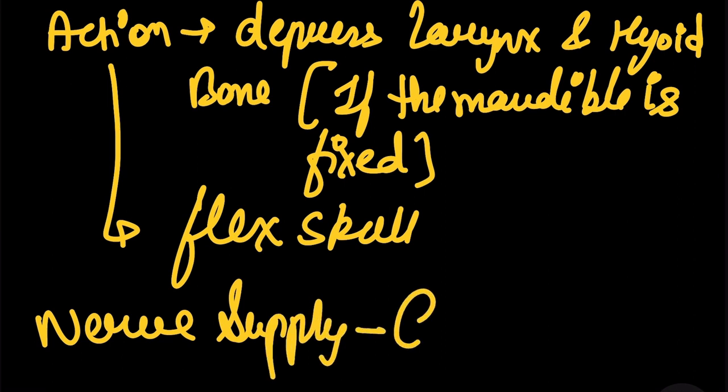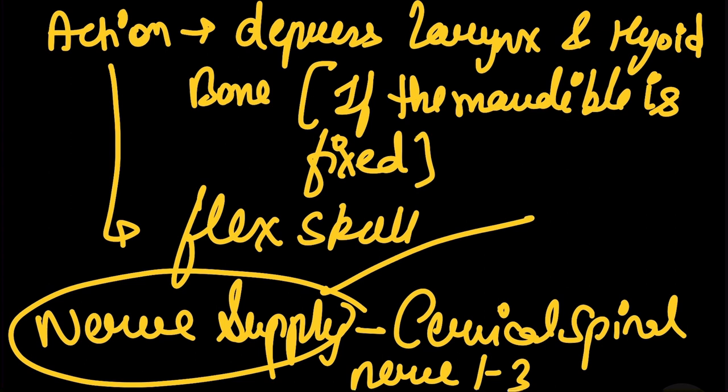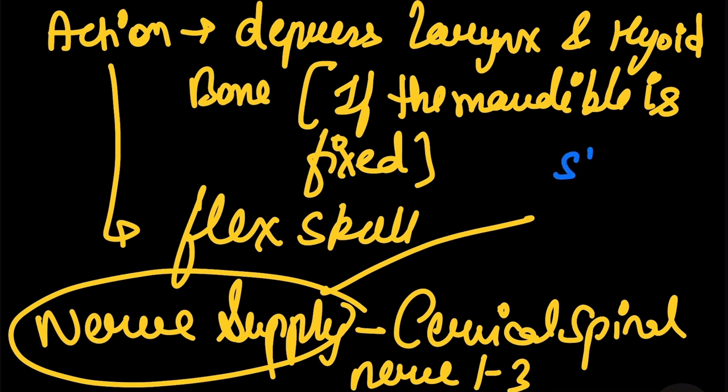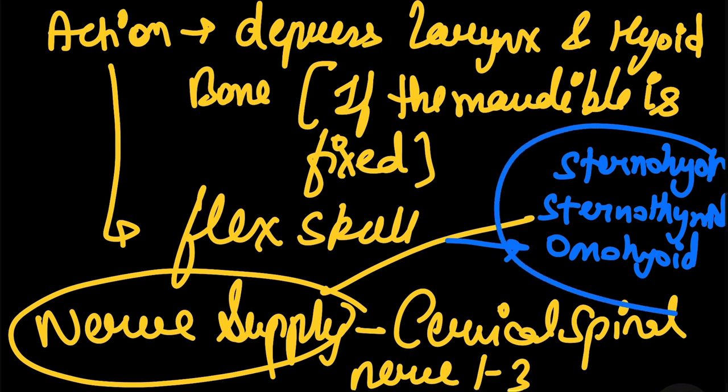And lastly is its nerve supply, that is cervical spinal nerve, and that is from 1 to 3. So the nerve supply for sternohyoid, sternothyroid and lastly the omohyoid are exactly same. So just copy, cut and paste in the nerve supply of these muscles.